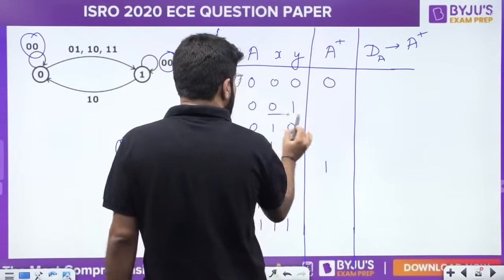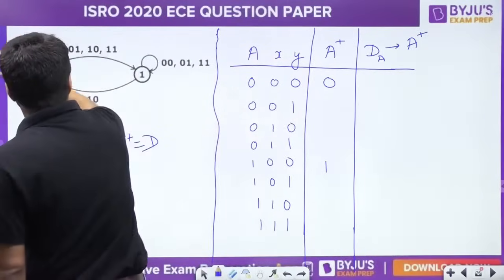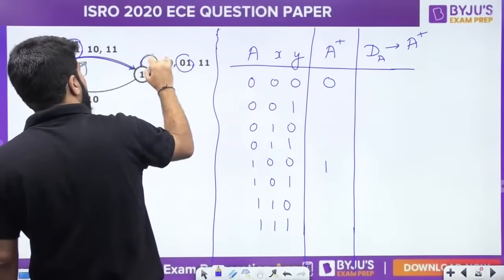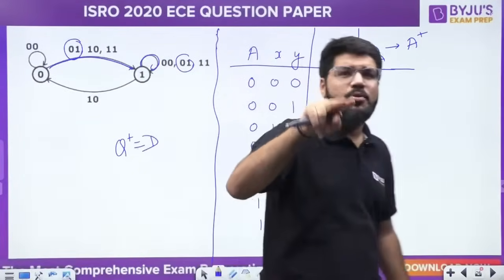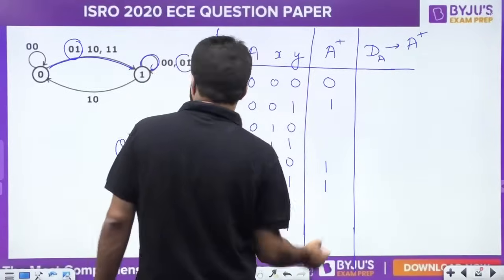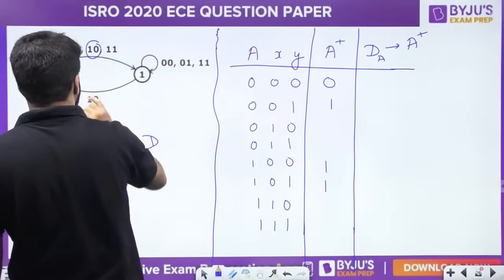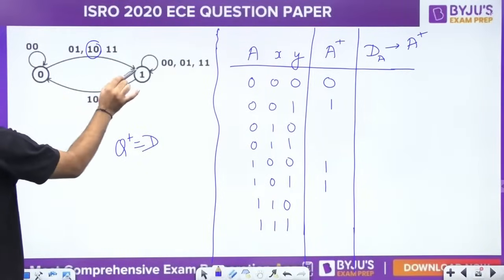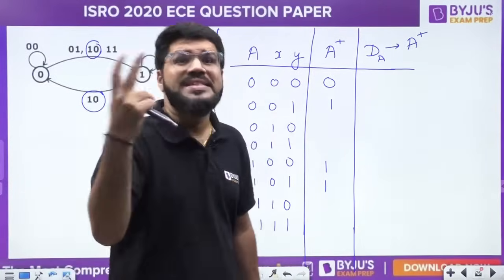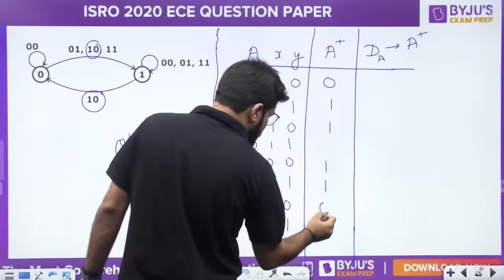Next, if XY is 0, 1, then you go to the 1 state. If you are in 1, you remain in 1 state. So anyways, if the input is 0, 1, your next state should be 1. Similarly, if the input is 1, 0, from 0 you go to 1, or from 1 you go to 0. So if the input bits are 1, 0, you will toggle. If it was 0, you will go to 1. If it was 1, you will go to 0.